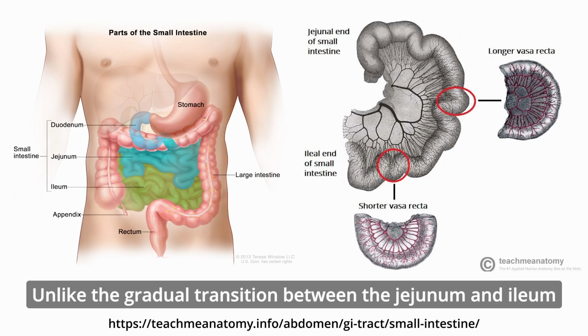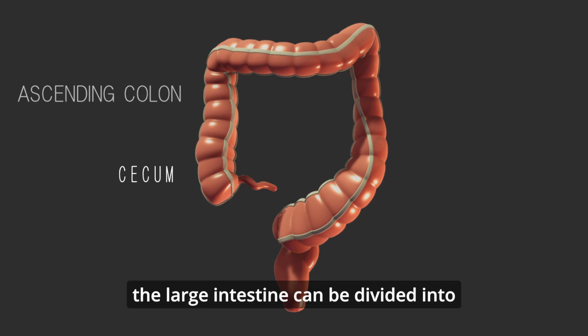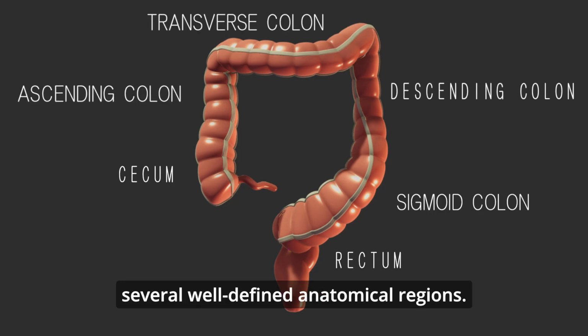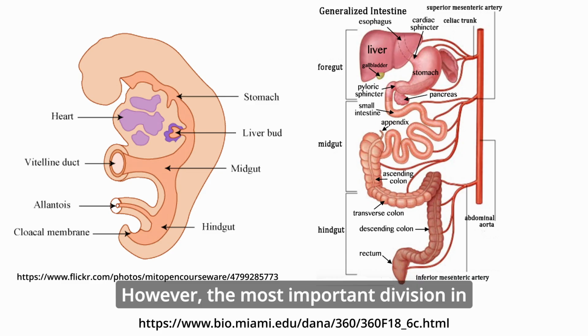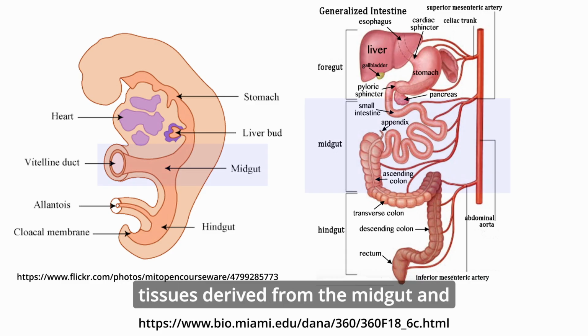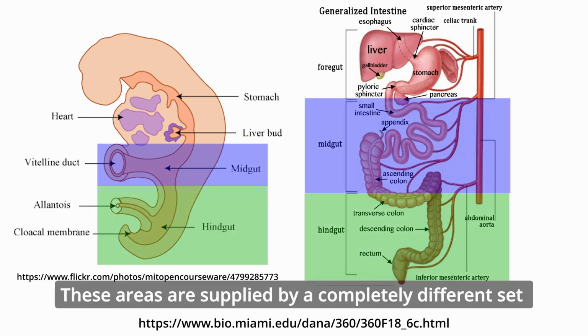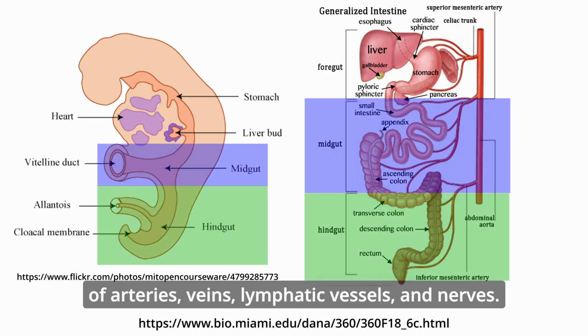Unlike the gradual transition between the jejunum and ileum in the small intestine, the large intestine can be divided into several well-defined anatomical regions. However, the most important division in the large intestine is the distinction between tissues derived from the midgut and tissues derived from the hindgut. These areas are supplied by a completely different set of arteries, veins, lymphatic vessels, and nerves.